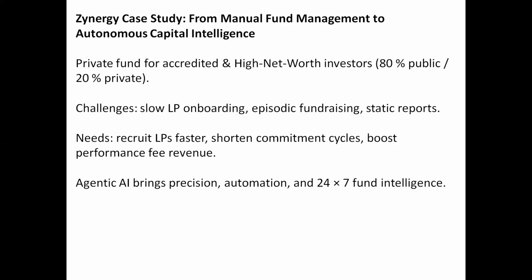So we discussed how to collaborate, and I'm just looking at whether agentic AI can apply to their current business model to address their challenges. The challenges are the same thing, because they want to attract more accredited investors, comply with regulation, and have better performance. So that they have increased revenue. So their challenges are slow LP onboarding, episodic fundraising, and static reports. So recruit LPs faster, shorten the commitment cycle.